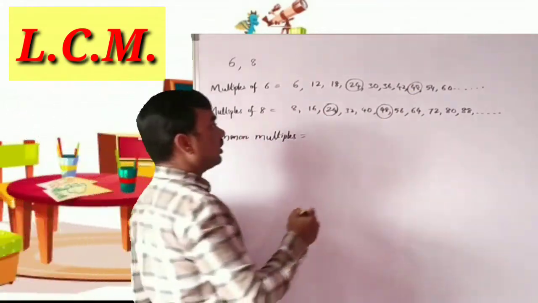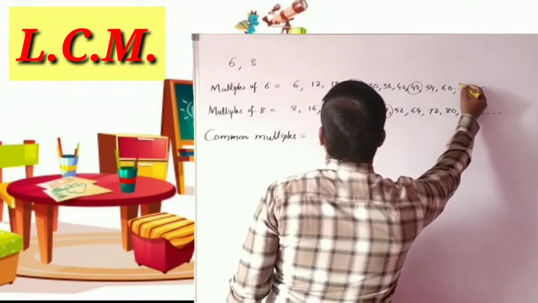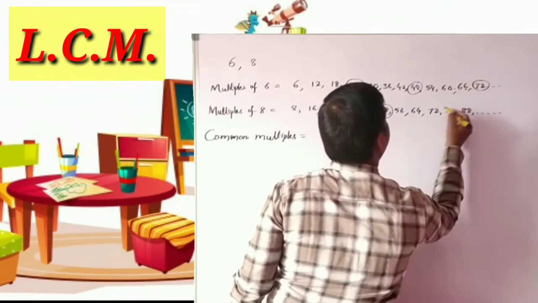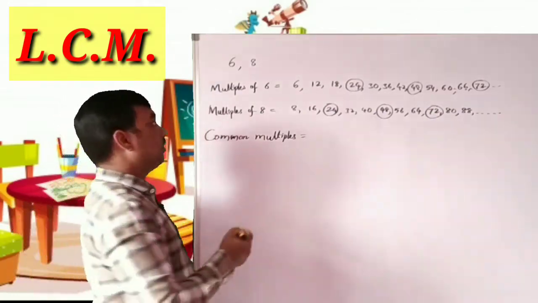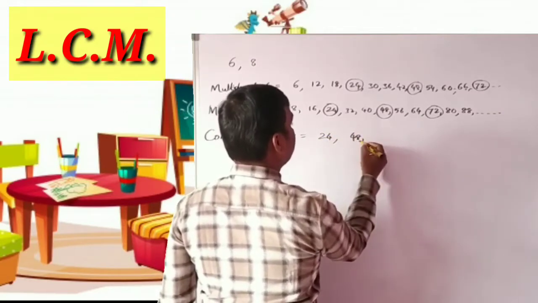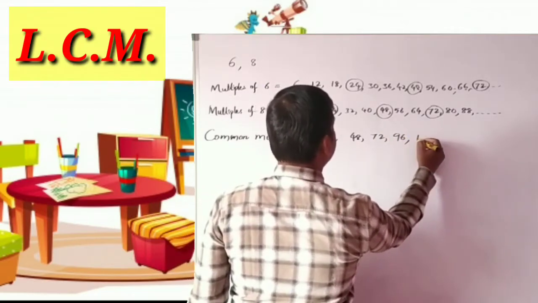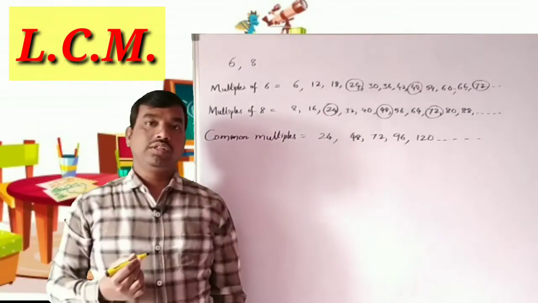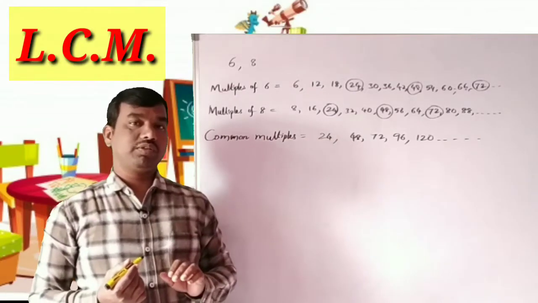and after that 66, 72. Okay, 72 is a common multiple. So like this we can write 24 common, and 48 and 72. After that we can get 96 and 120. Like this we can get. Here also there is no end. We can write so many common multiples.